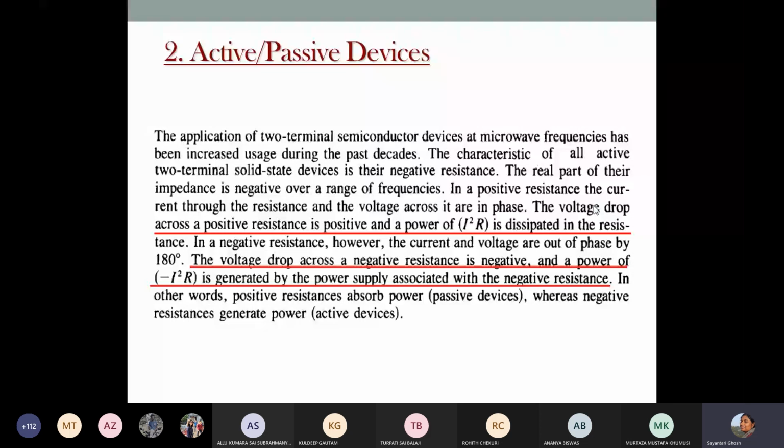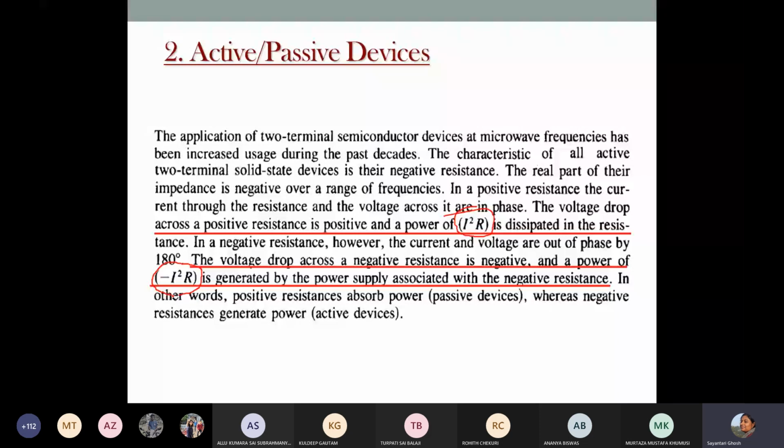So if I have a resistance and a current is flowing through it, then the power dissipated there is positive. We characterize this as positive, and we calculate it as I square R, right? But what happens if this R is a negative quantity? If R is a negative quantity, then instead of I square R, you have minus I square R. So the voltage drop across the negative resistance should be negative, and the power, instead of getting dissipated, now has a negative sign in front of it. So we can think that this is not getting dissipated, but it is being generated.